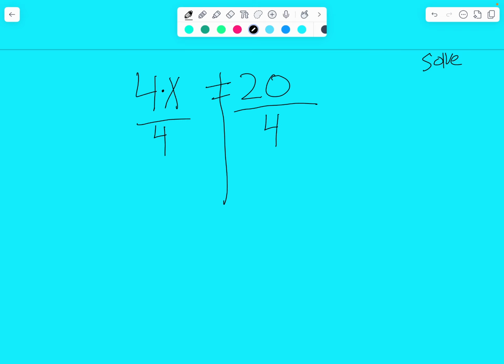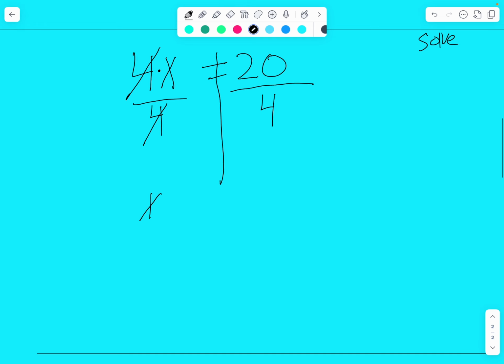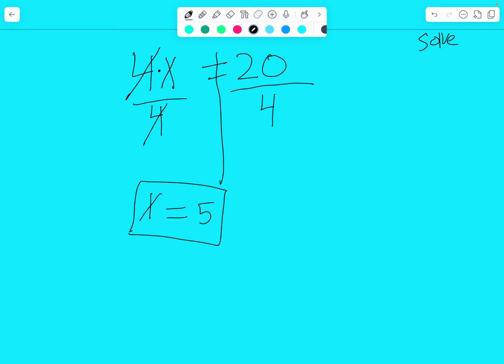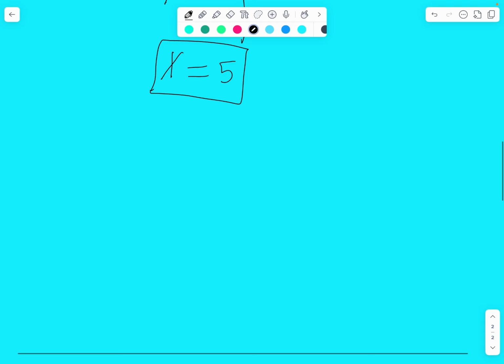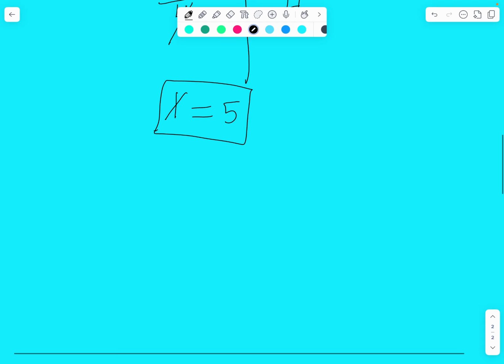What I do on one side, I do to the other. So 4 divided by 4 is 1, or just x. There you go, right? And then I'm going to say it's equal to, what's 20 divided by 4? Well, I know 5 times 4 is 20, right? So x is equal to 5. That's how I was able to accomplish that, all right? 4x means 4 times x. To isolate x, we divide both sides by 4, okay?